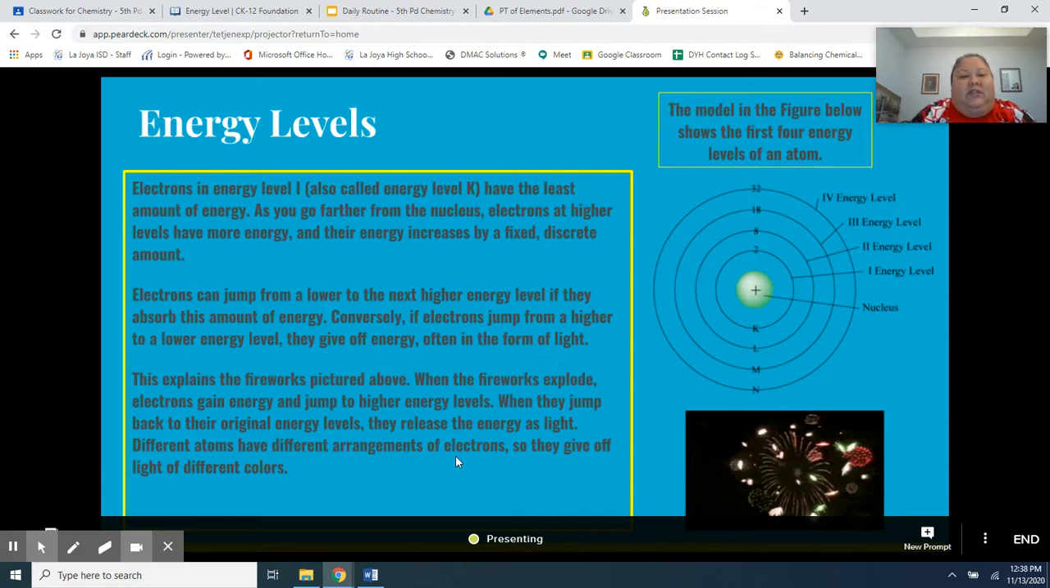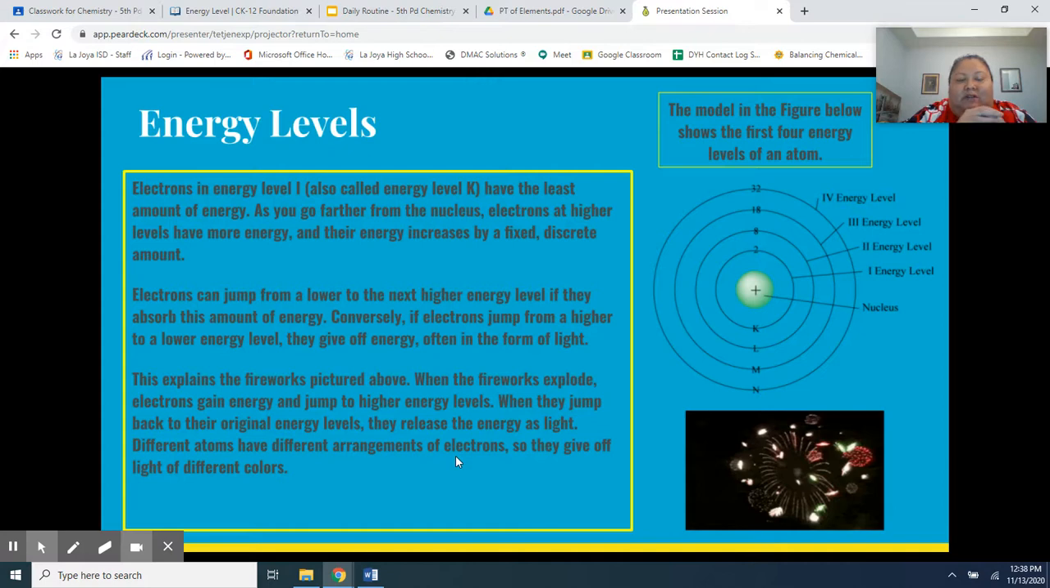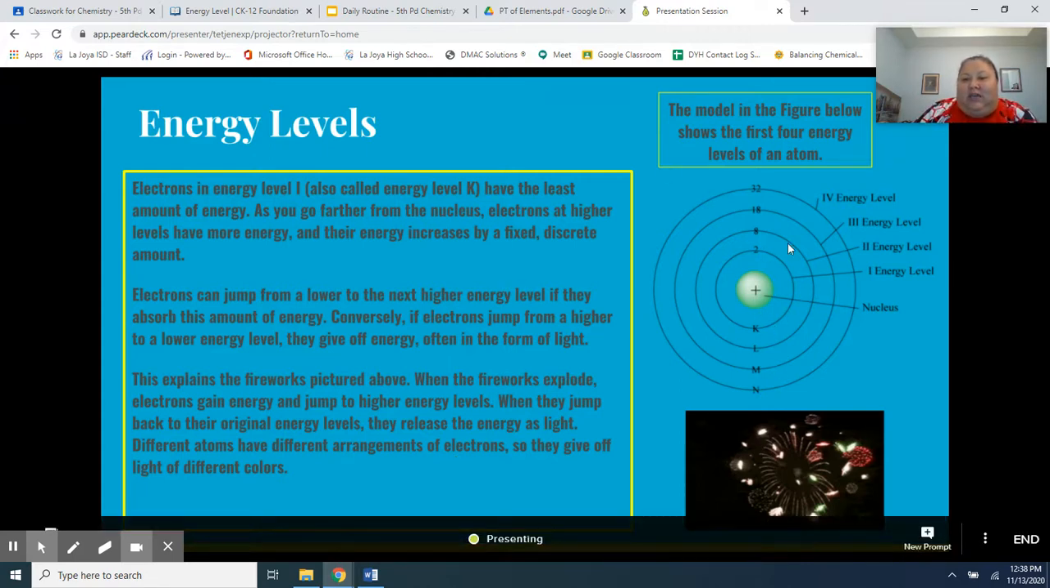Energy levels. Electrons in energy level number 1, also called K, have the least amount of energy. So any electron in energy level number 1 has low energy. As you go farther from the nucleus, electrons at higher levels have more energy, and their energy increases by a fixed amount, and it doesn't say how much. So energy-wise, K, energy level number 1, any electron in here is low in energy.